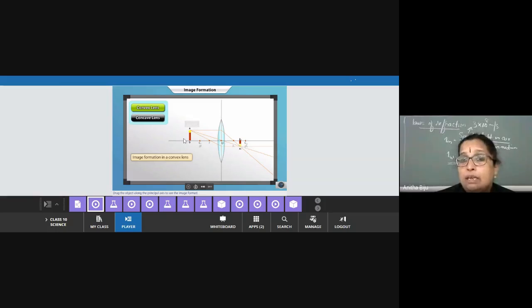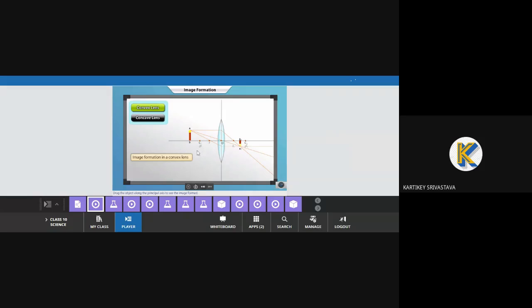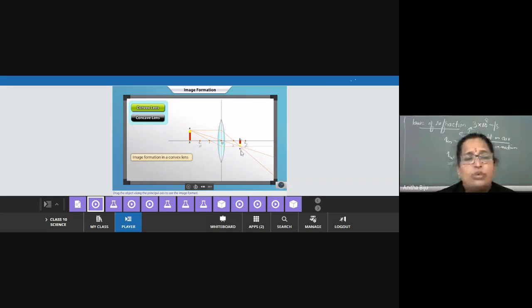What about the nature of the image? You can see that it is inverted. It is a real and inverted image. What about the size of the image? Diminished. Very well, very good. Or simply you can say that it is smaller in size as compared to the object. You can simply write only these points.